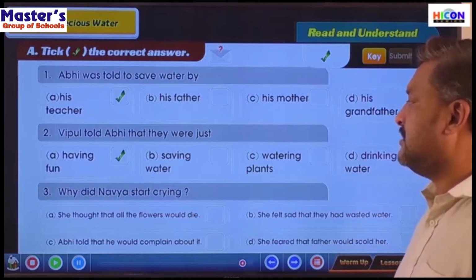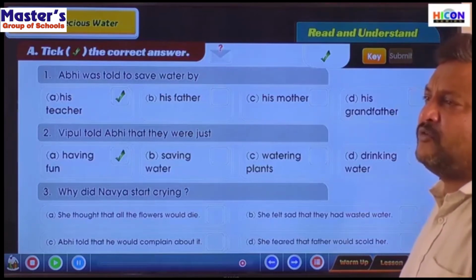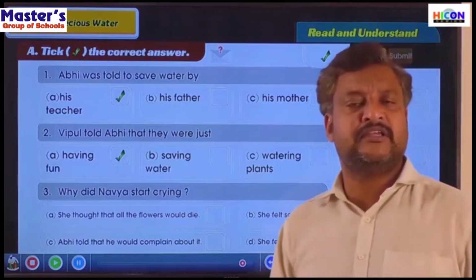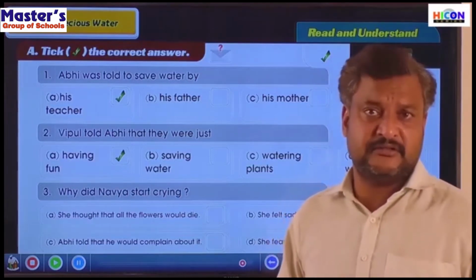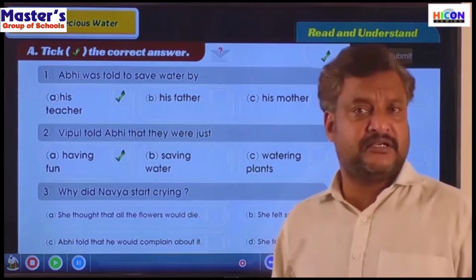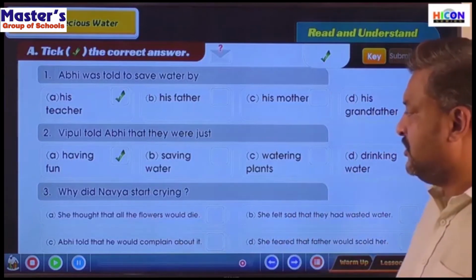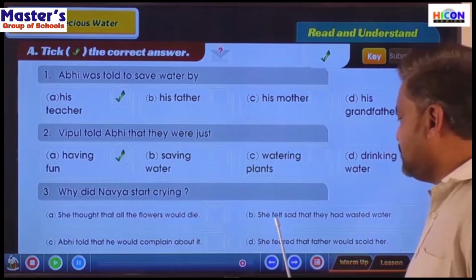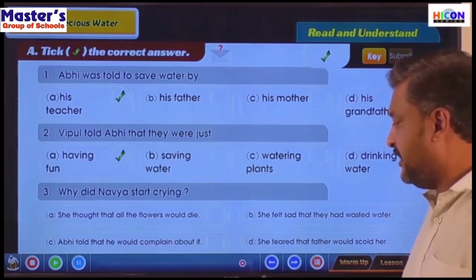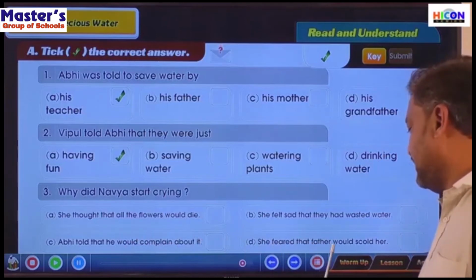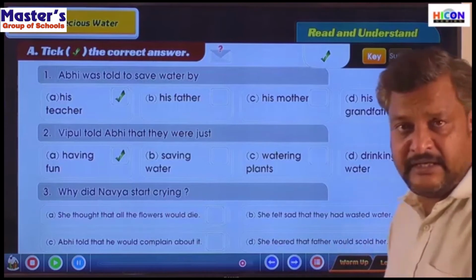Why did Navya start crying? So Abhi said something, if you waste water, there won't be any water to water all these plants, and if you do not water the plants, all the plants will die. Isn't it? So immediately after that, Navya started to cry. So why did she cry? Option A, she thought that all the flowers would die. She felt sad that they had wasted water. Abhi told her that he would complain about it. She feared that the father would scold her. So what is a reason why Navya cried?